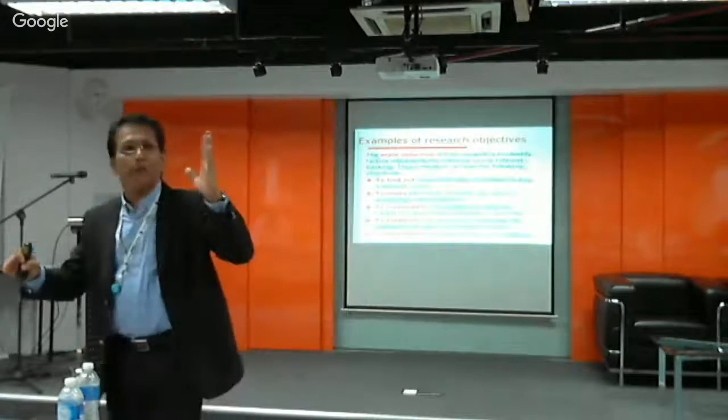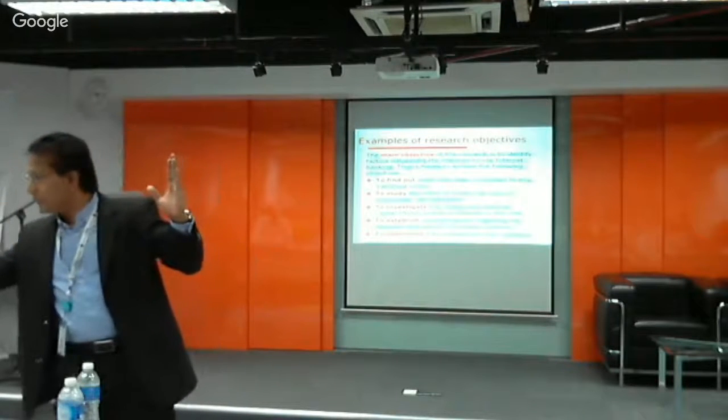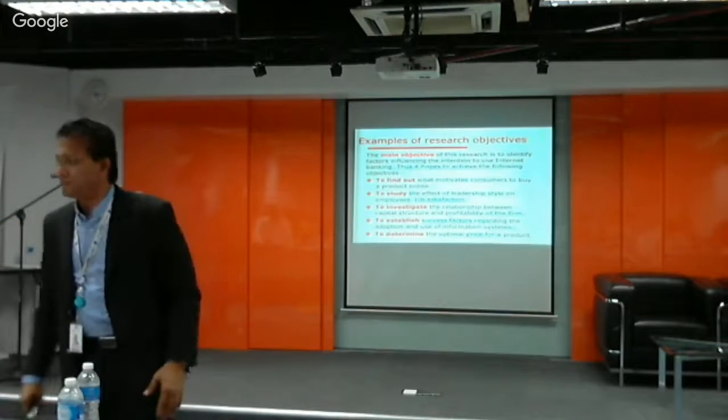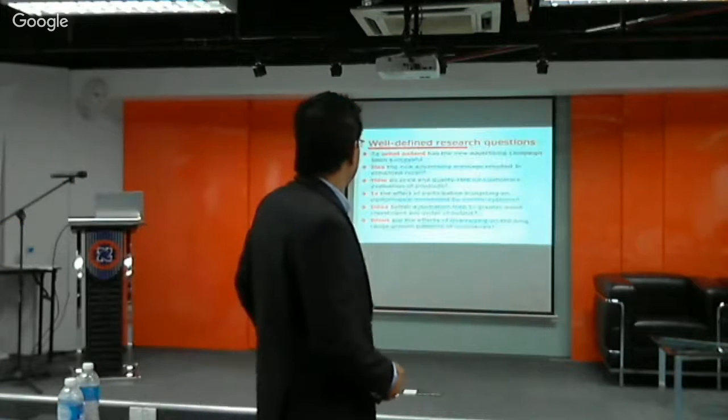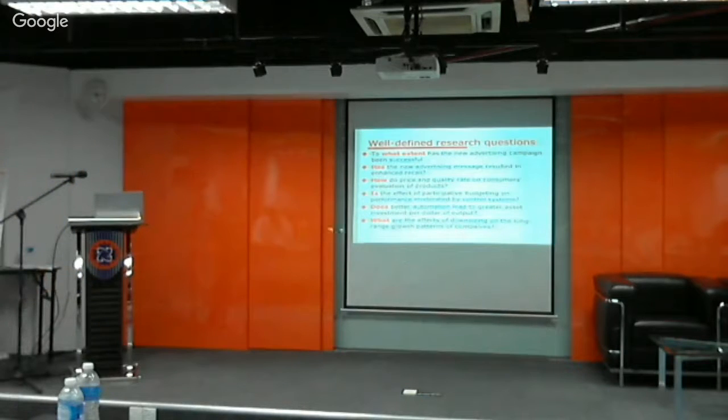Your first hypothesis will be independent to dependent. The second one, independent to intervening to dependent. So you can have two based on one question. So, a well-defined research question is how you start with the words to what extent, has, how, is, does, what, and so on. This is how you write your research question.